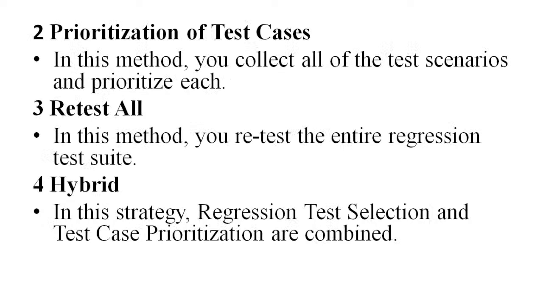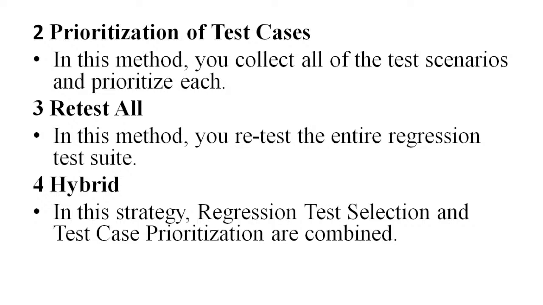The second method of regression testing is the prioritization of test cases. In this method, you collect all of the test scenarios and prioritize each. In this stage, we collect all of the test scenarios for that particular test case, and we give each some priority. Now the third stage is the retest stage.